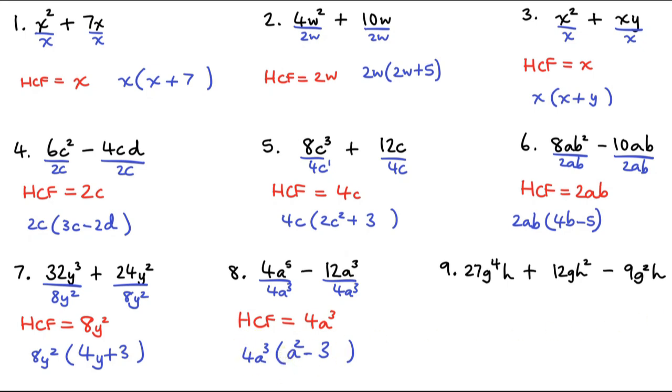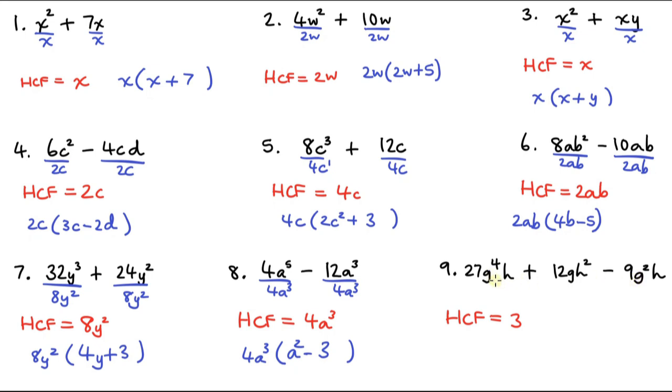And finally, we've got a bit of a long one here. We've got 3 terms this time instead of 2 terms in all of the other ones. But the process is the same. So we need to work out the highest common factor of all of these terms. So let's think about the numbers. What's the highest common factor of 27, 12, and 9? Well, that's going to be 3. All 3 of these terms are divisible by 3.